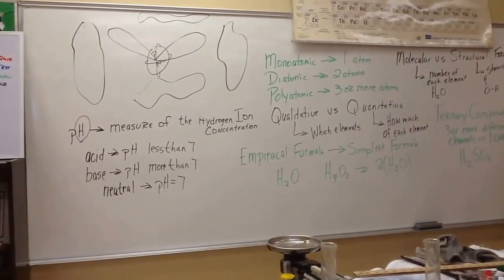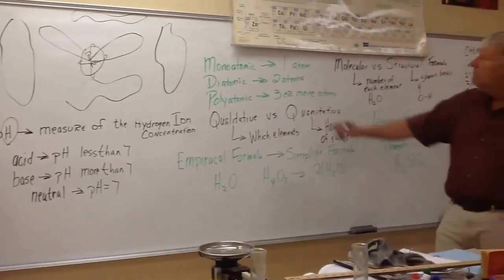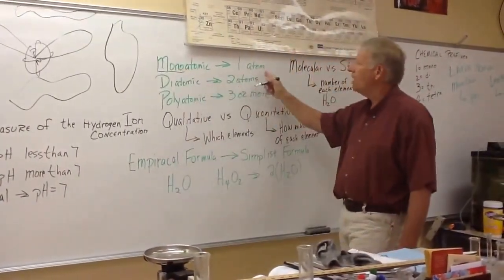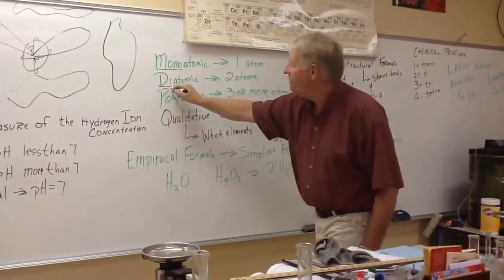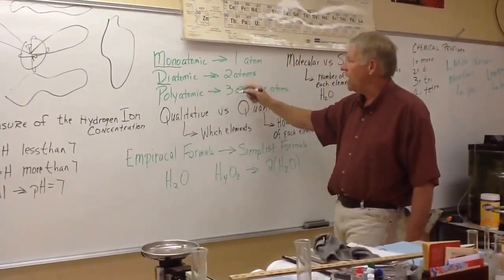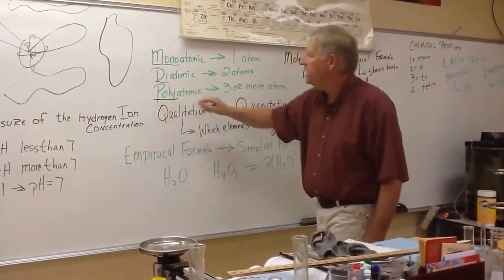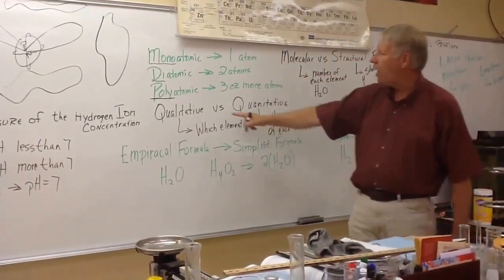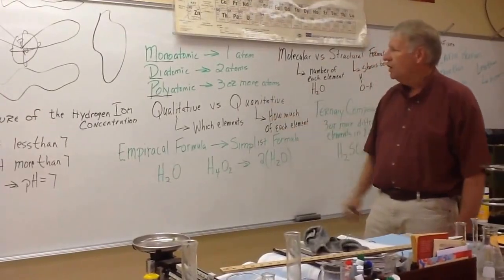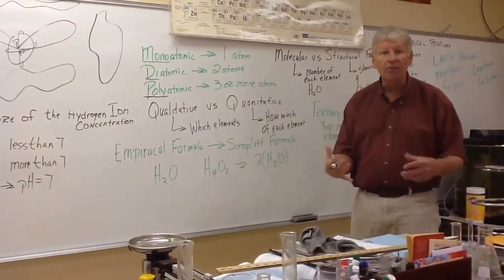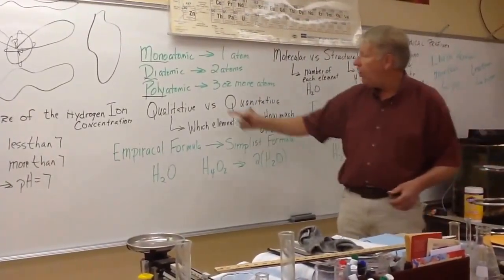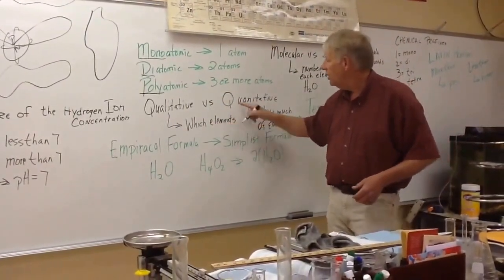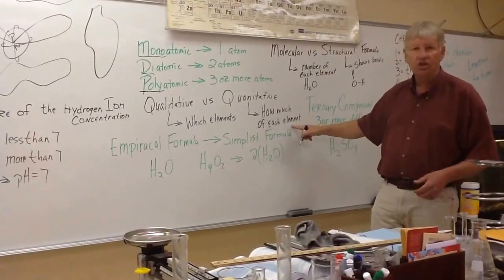Now, let's talk about some of the terms that we're going to have in chemistry. Monoatomic, prefix mono meaning one, is one atom. Diatomic, prefix di meaning two atoms. Polyatomic, poly meaning many, 3 or more atoms. When we talk about qualitative versus quantitative, quality is how good something is, what it's made up of. Qualitative tells us which elements. Quantitative, how much of each element.